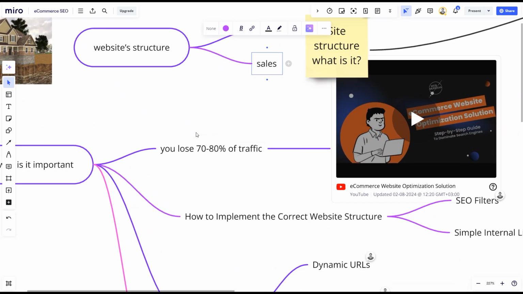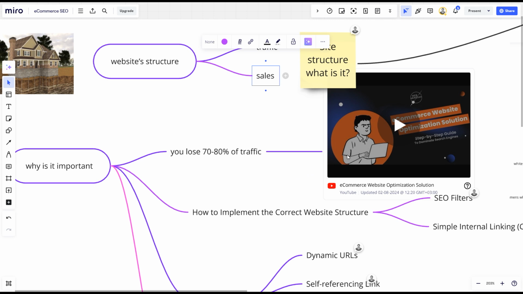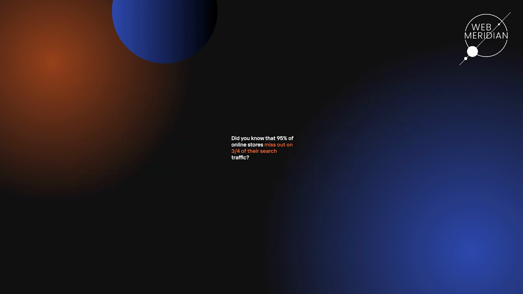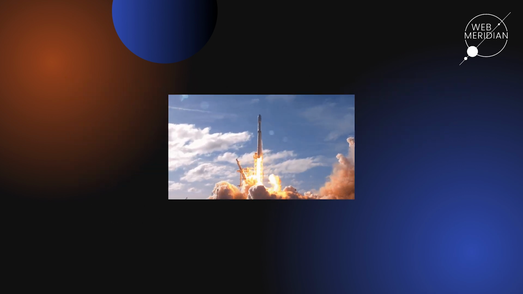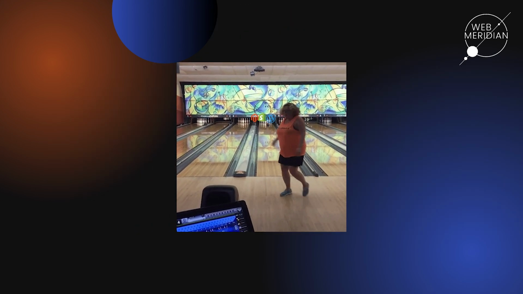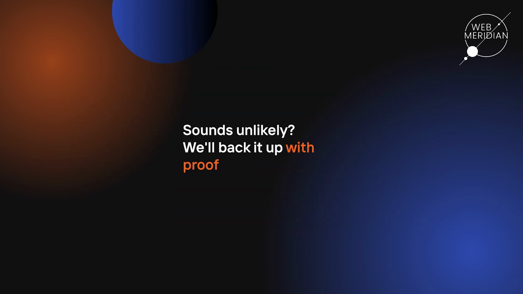In short, if the structure of your online store is incomplete or contains errors, you could be losing 70–80% of your traffic. We recently published a video that supports this claim, and I recommend checking it out. Did you know that 95% of online stores miss out on 3/4 of their search traffic? It happens due to mistakes made by site owners or developers during the launch stage, and it doesn't matter what platform or technology the online store was built on. Sounds unlikely? We'll back it up with proof.